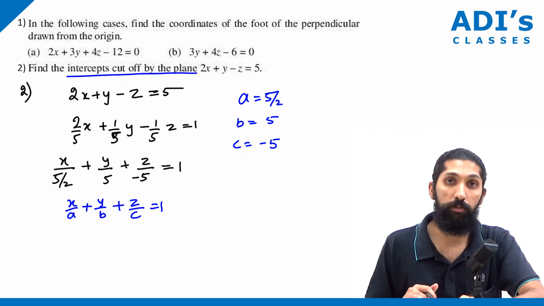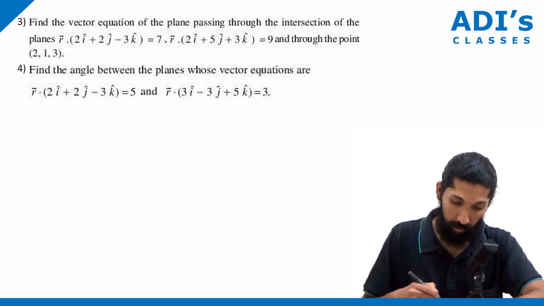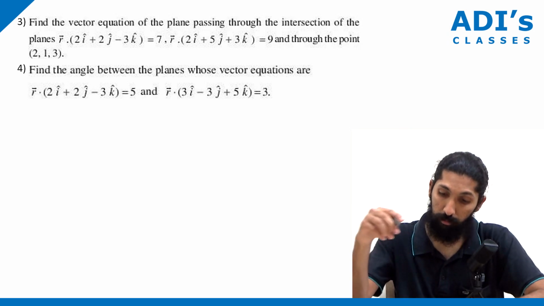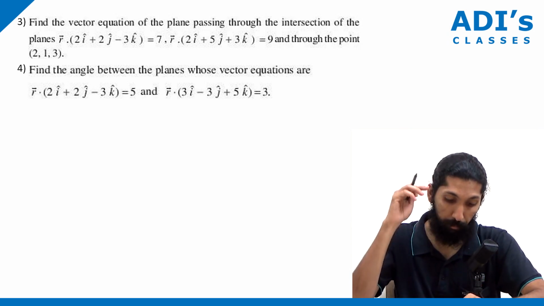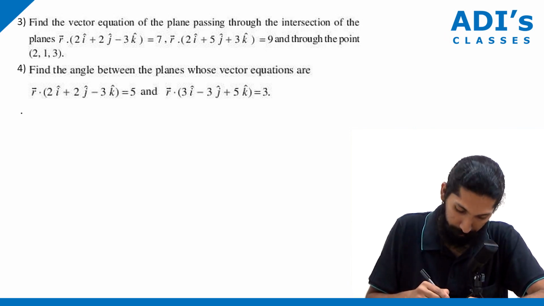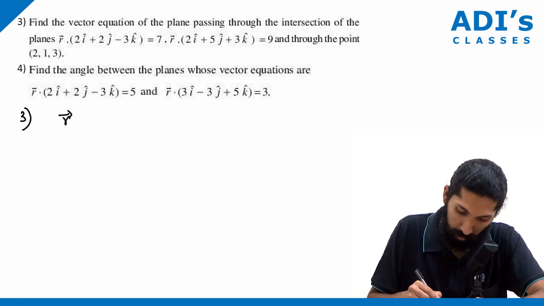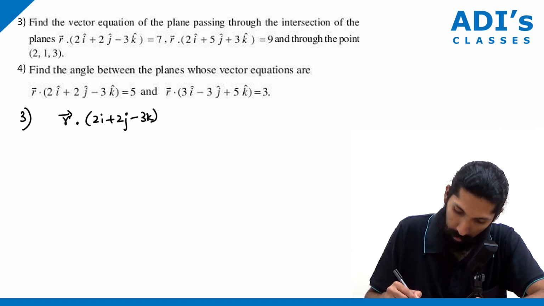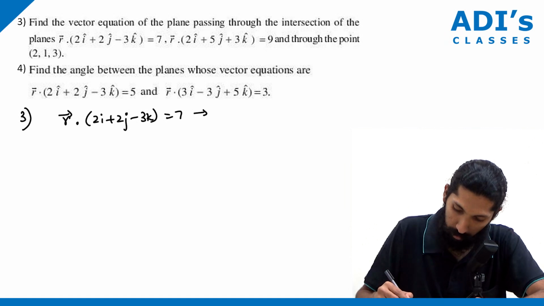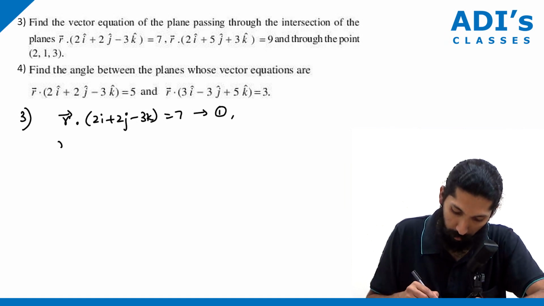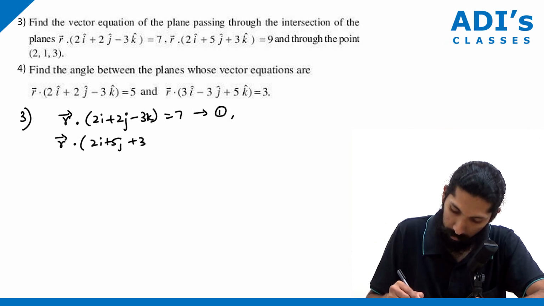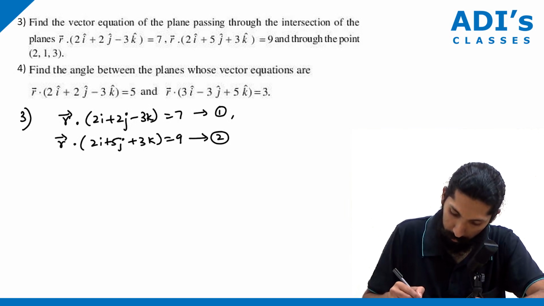Alright. Now let's do the third one. Third question: find the vector equation of the plane passing through the intersection of these two planes and through the point (2, 1, 3). Correct? So let's do this one. First, let's write down the two planes. You have r dot (2i plus 2j minus 3k) is equal to 7. Call this equation 1. And the second one is r dot (2i plus 5j plus 3k) is equal to 9. This is equation 2.